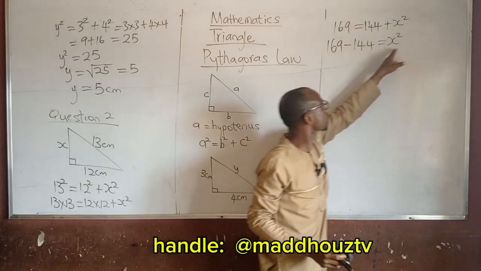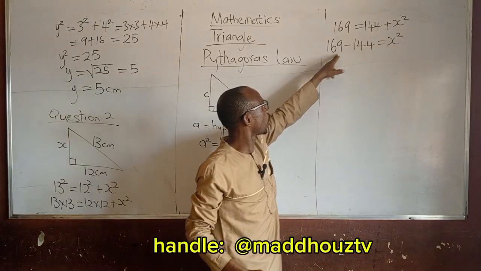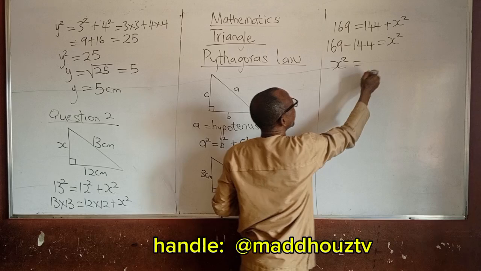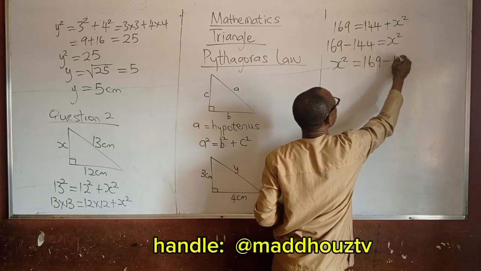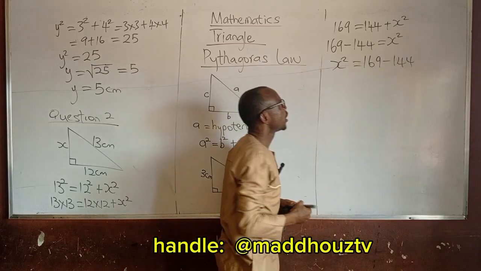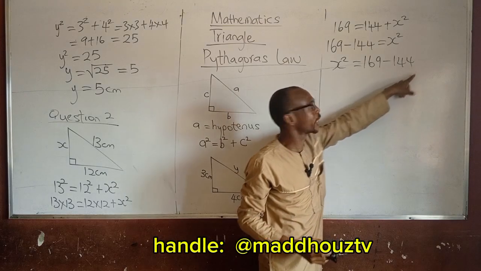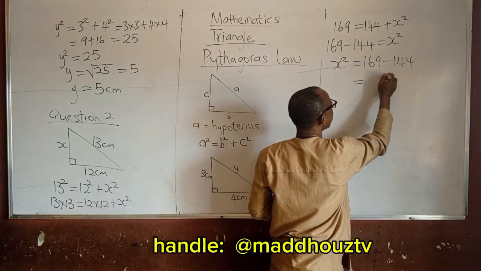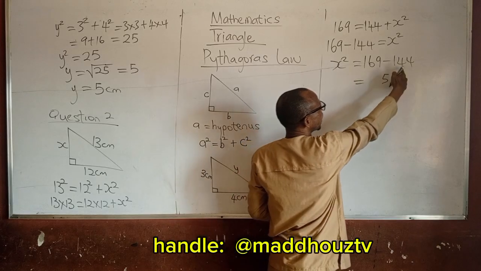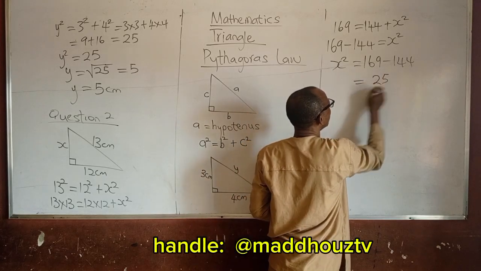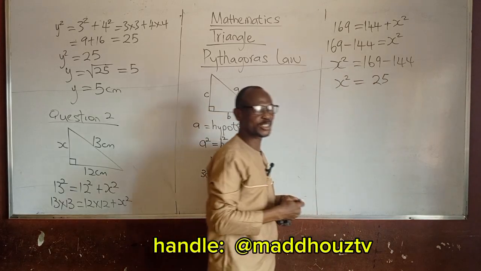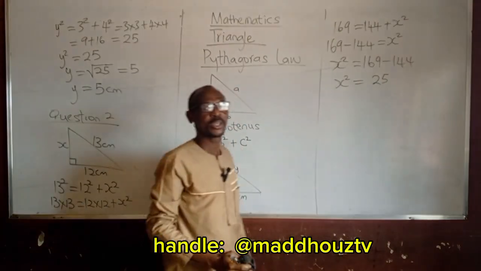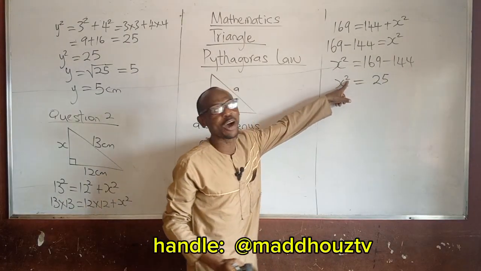So our x square now is equal to this. What will be our x square? 169 minus 144. If we subtract am, what we go get? 9 minus 4 will give us 5. 6 minus 4 will give us 2. So x square give us what? 25. So what will come be our x now?